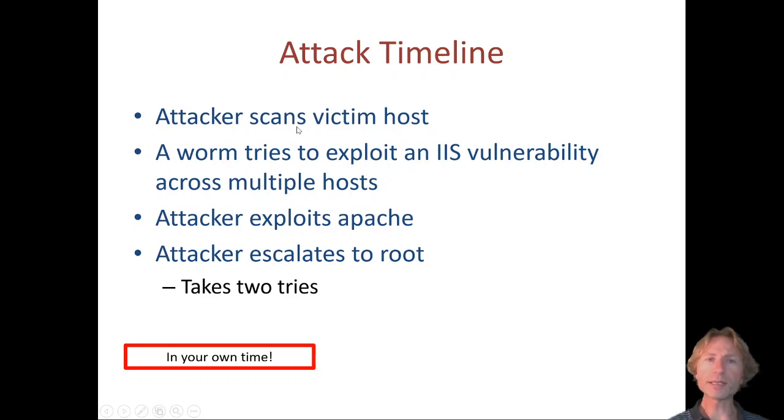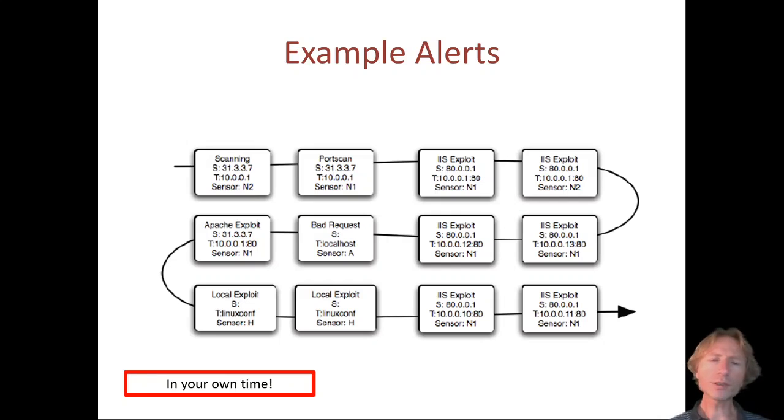So we assume that the attacker scans the victim host while the worm tries to exploit an IIS vulnerability across multiple hosts. The attacker will then exploit the Apache, and then the attacker escalates to root using these steps that we saw earlier in the requires provides analysis. Now we need to separate what is relevant from what is not relevant, and what is a high priority attack and what is not so high priority. And this is not trivial, right?